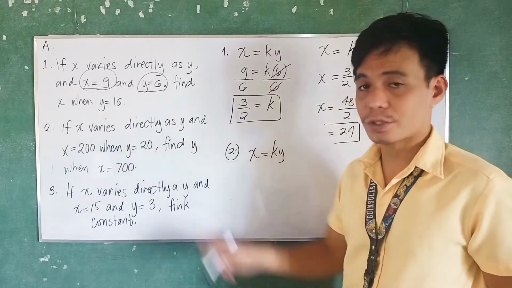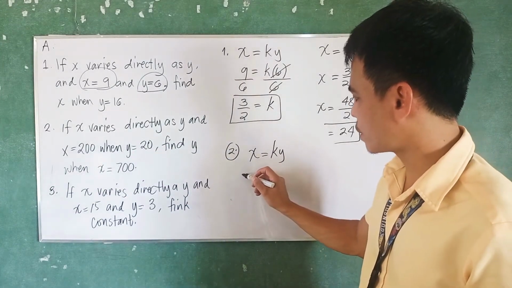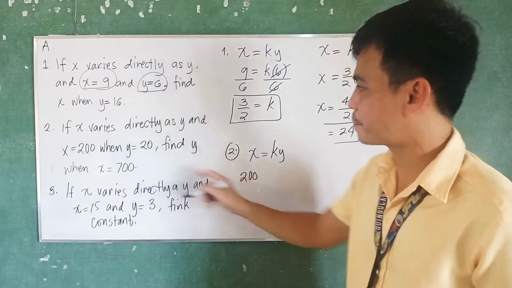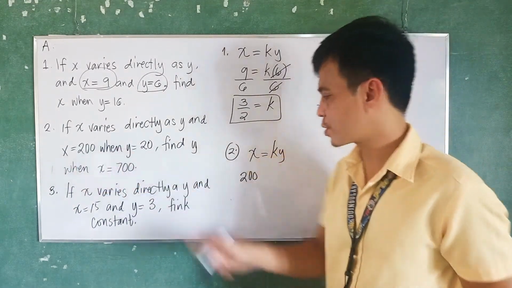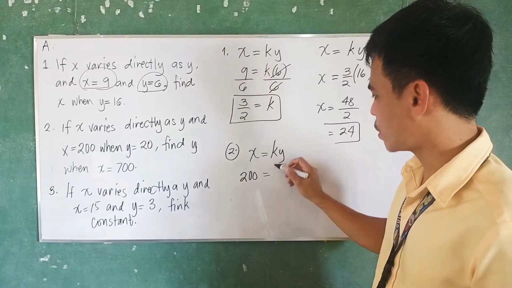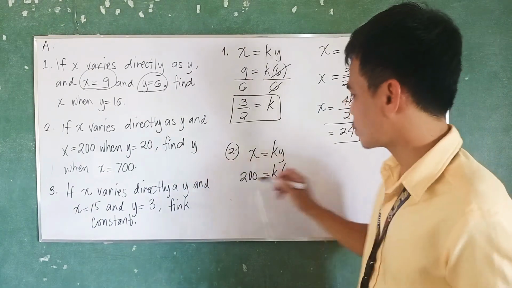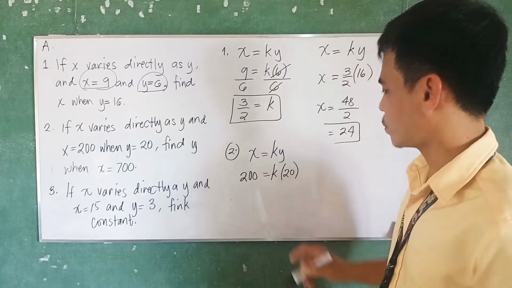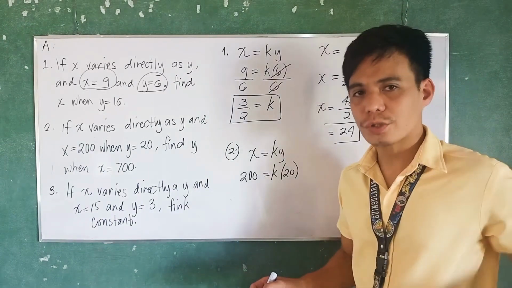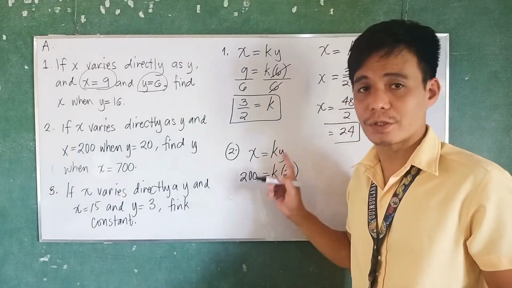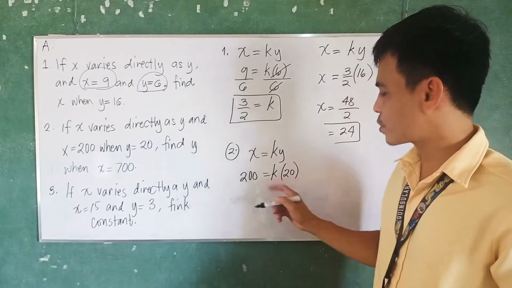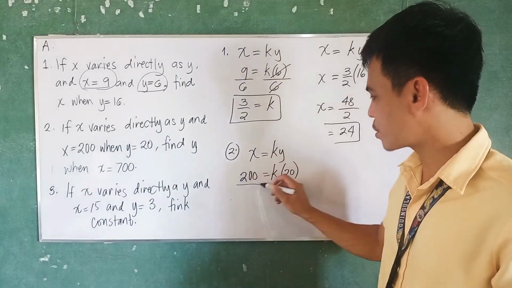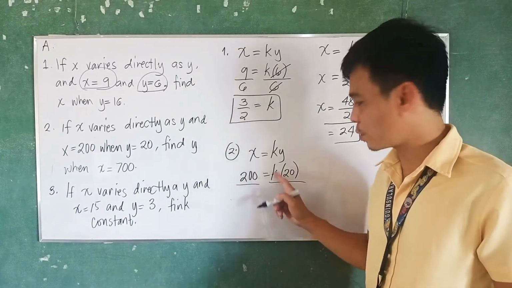And your x there is 200. So therefore, just substitute the value of your first given numbers. 200 is equal to k, when your y there is 20. So, yung susunod na gagawin is to compute for the value of your constant or your k. So, para makuha yon, just simply divide by the coefficient, yung kasama ng k.